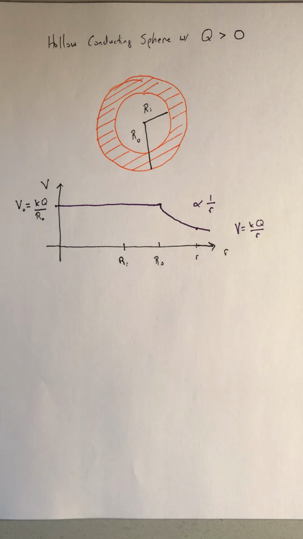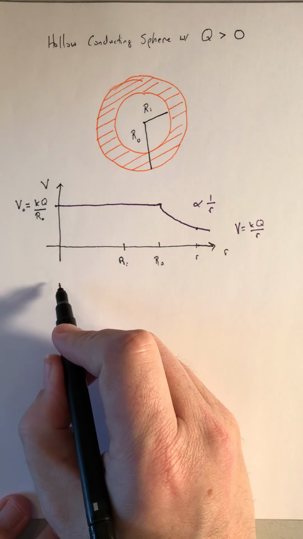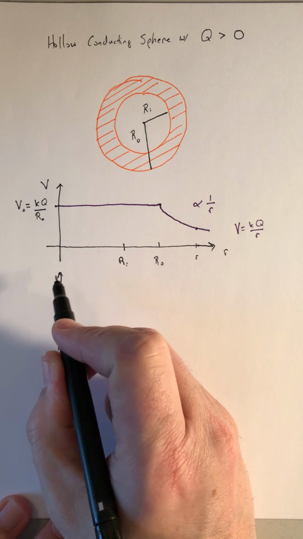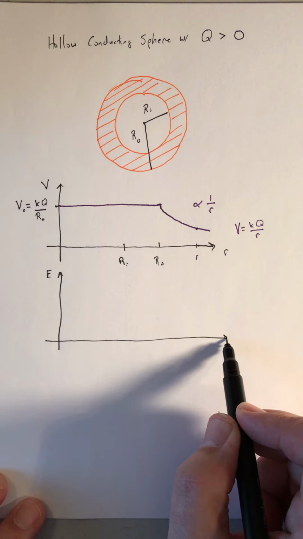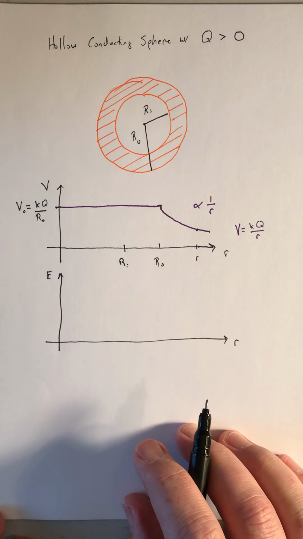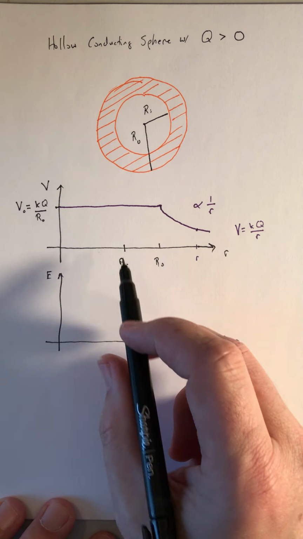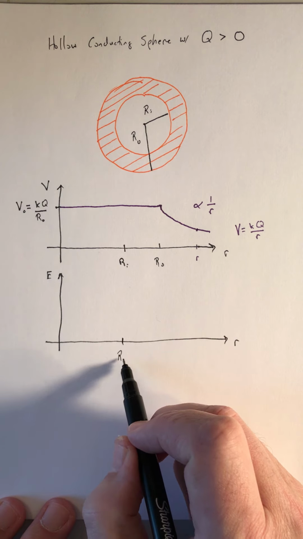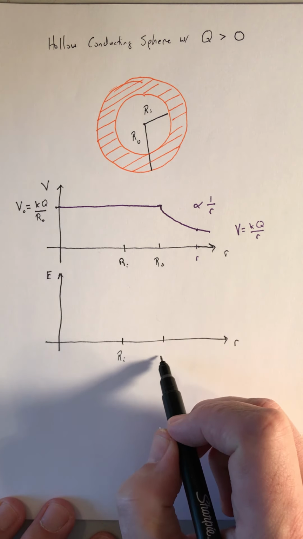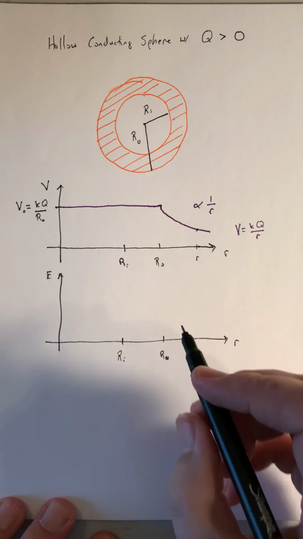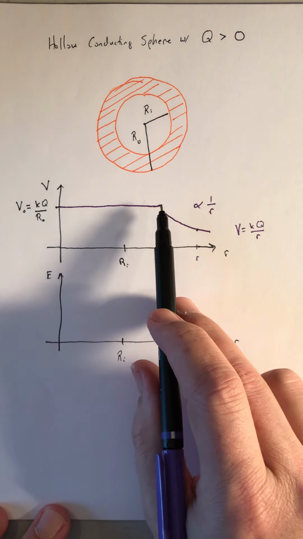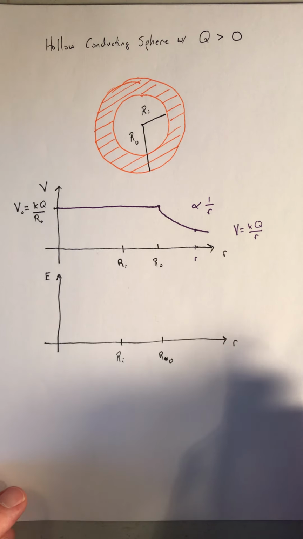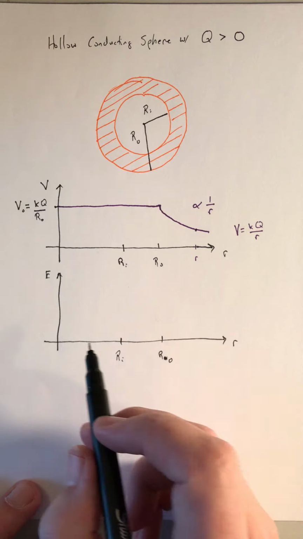Let's do the same thing, but now let's plot the electric field as a function of radius. So my y-axis is electric field magnitude, and my x-axis is going to be radius. And let's note our two special radii, the inner and the outer. Now inside the conductor, we know the electric field is 0. We also observe that the potential is constant. Therefore, the difference of potential is 0 and the electric field is 0.